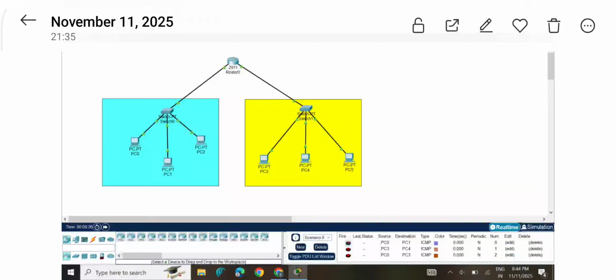So we are pinging from PC0 to PC1 and PC0 to PC4. Both pings were successful, showing that subnetting and routing were properly configured. So in conclusion, this experiment helps us understand how to divide a class C network into smaller subnets, assign IP addresses, configure router interfaces and verify the communication between the subnets.